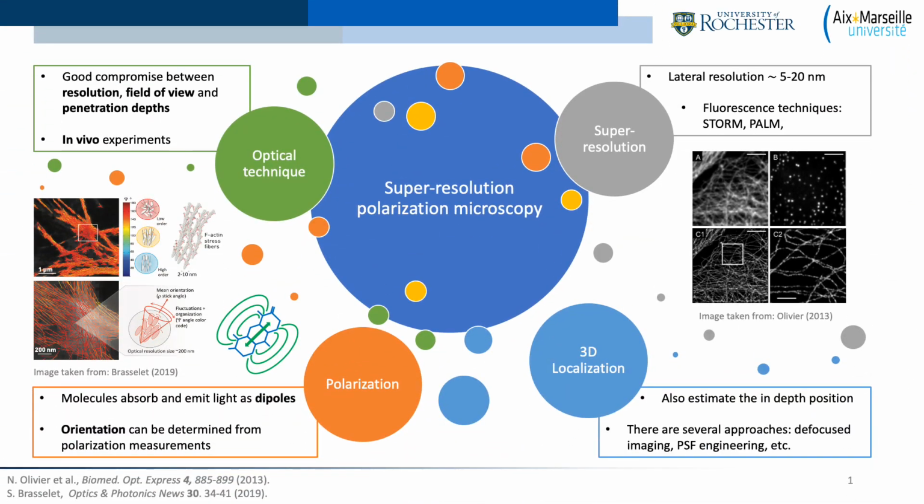Hi everyone. Let me give a brief introduction of super resolution polarization microscopy. So first of all, it's an optical technique, meaning that it has a good compromise between resolution, field of view, and penetration depths. Not only that, given the damage threshold of light, it permits in vivo experiments. This is important for biological applications. Now, using fluorescence, super resolution can also be achieved.